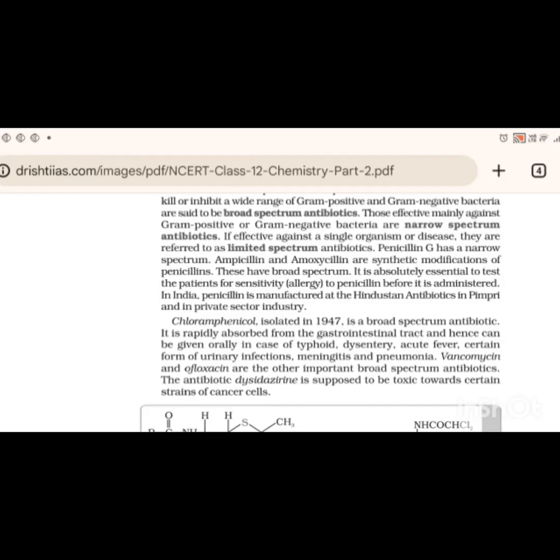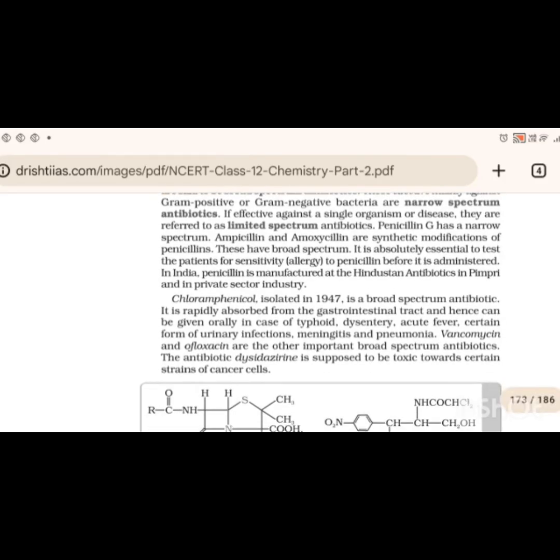Chloramphenicol, isolated in 1947, is a broad spectrum antibiotic. It is rapidly absorbed by the gastrointestinal tract and hence can be orally given in case of typhoid, dysentery, acute fever, certain forms of urinary infections, meningitis and pneumonia.